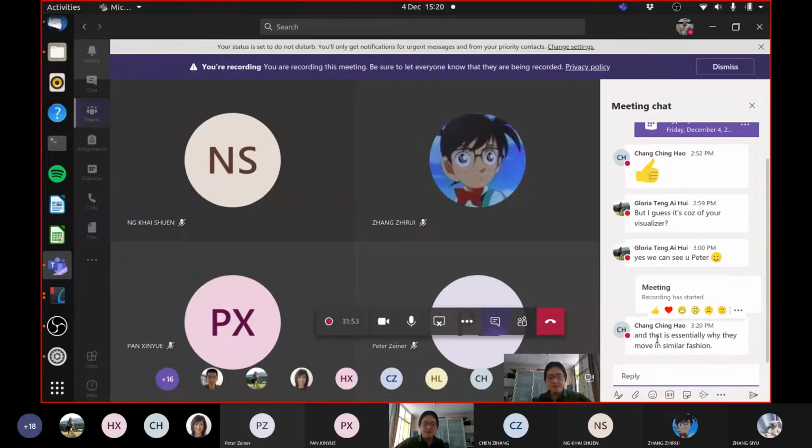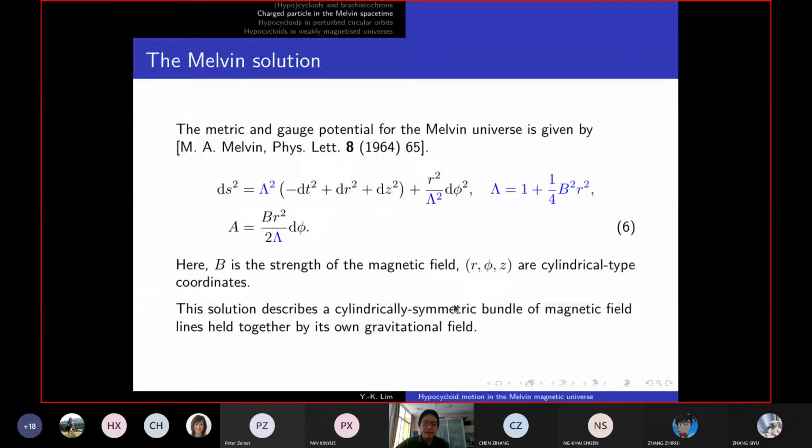Exactly, yes, correct. So that is what I was trying to drive at, right? So I have two forces, one magnetic force and one gravitational force. This solution has only one parameter B, and if B goes to 0, lambda is 1, then we come back to the flat Minkowski space, right? So this is a pretty simple solution discovered by Melvin in 1964.